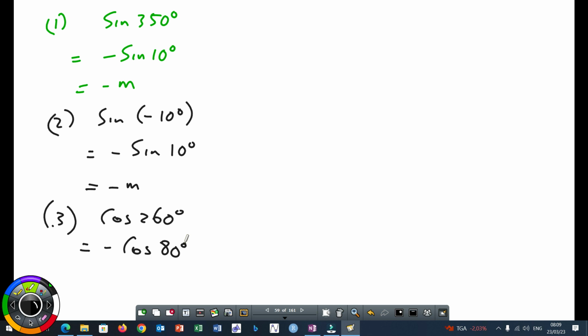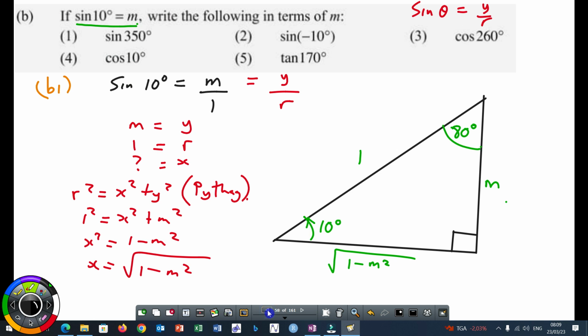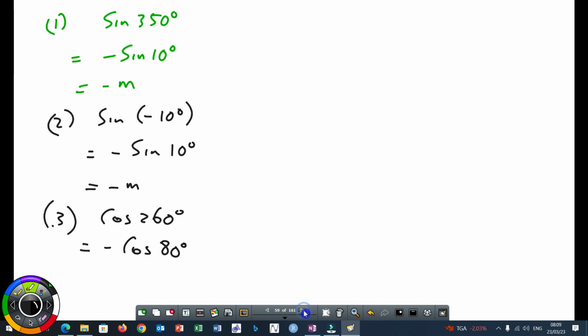Now, since we have got 80 degrees on our diagram, go back to the diagram, then use your knowledge of SOHCAHTOA. This is your reference angle. This is the opposite side, that becomes the adjacent side. So sine 80 is equal to adjacent, which is m over 1. And also you can use co-ratios. If you want to make things easy, cos 80 is equal to sine 10 degrees. So the answer here is going to be minus m. What is sine 10? It's m.